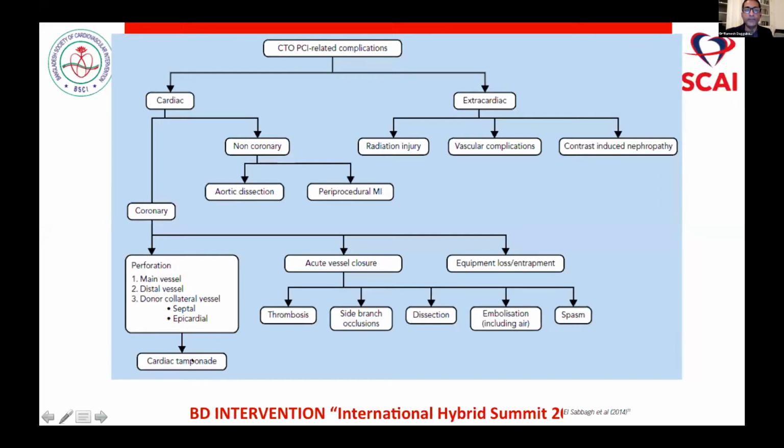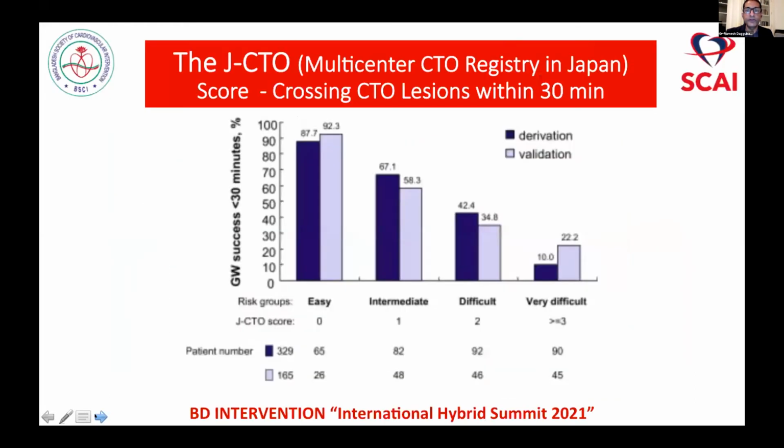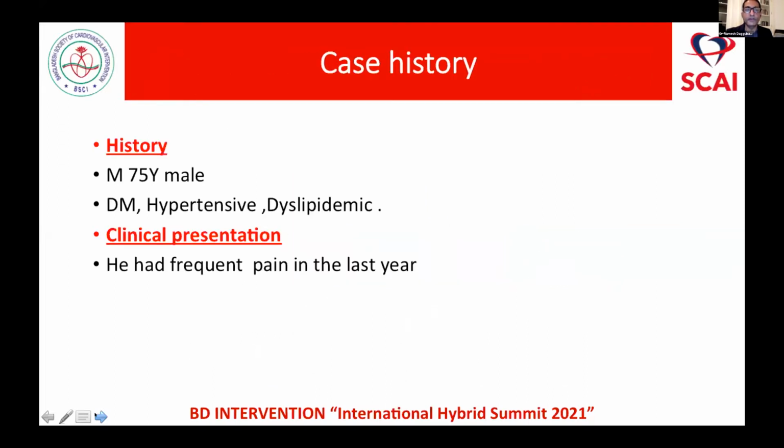Common complications, as you can see at the bottom of this slide, are cardiac tamponade, thrombosis, side branch occlusions, dissection, and embolization, including air, and because sometimes we deep seat the guides, spasm can also occur in these patients. I mentioned the Open CTO registry and PROGRESS CTO. The higher the J-CTO score, the higher the complication rates, because we are spending more time in opening up these arteries.